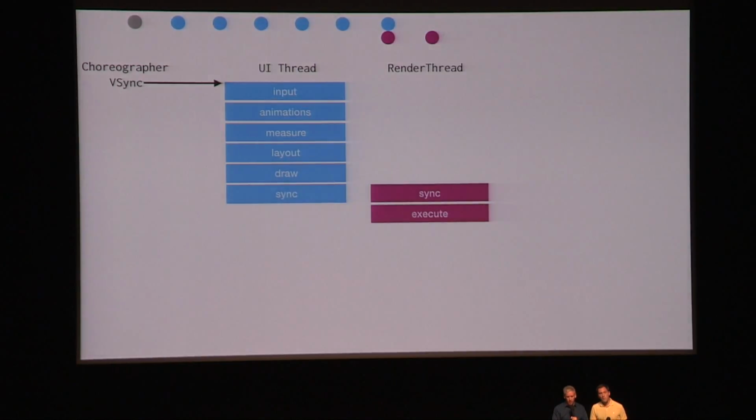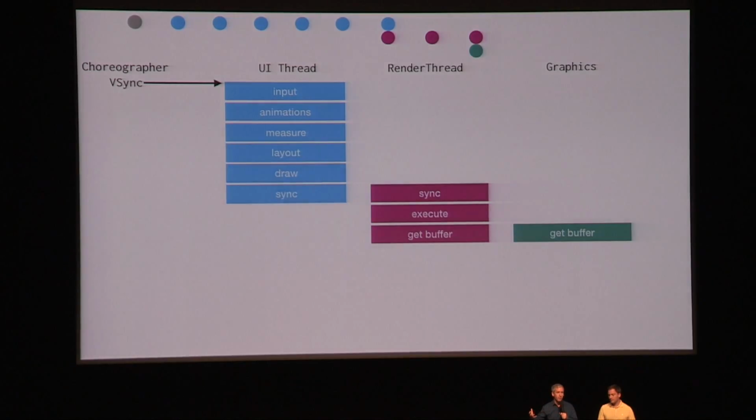Execution is the process of taking this internal display list structure and turning it into something we call DL ops, or display list ops, and optimizing those, getting ready to then talk to the GPU a little bit later. We get the buffer, so we request from the GPU a buffer to actually put this information in.